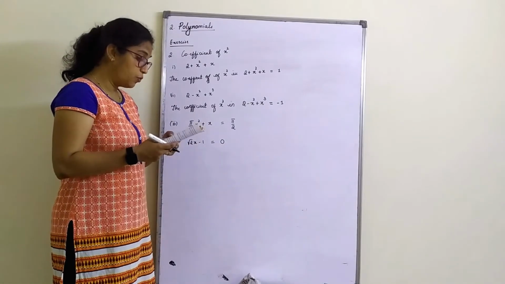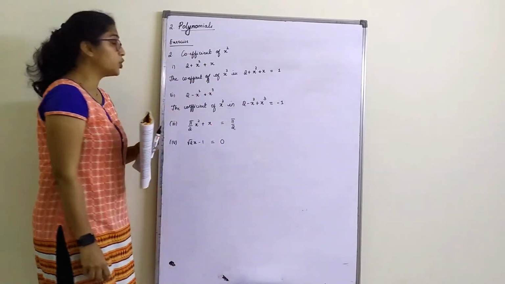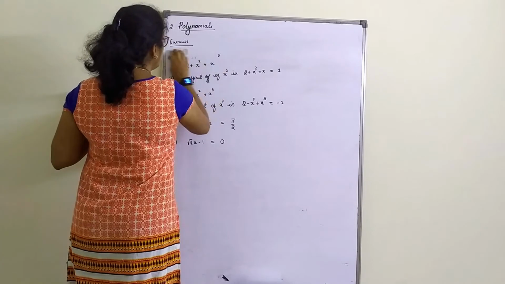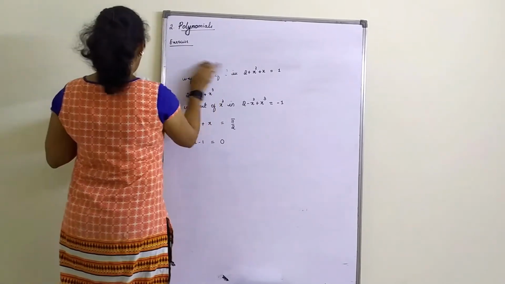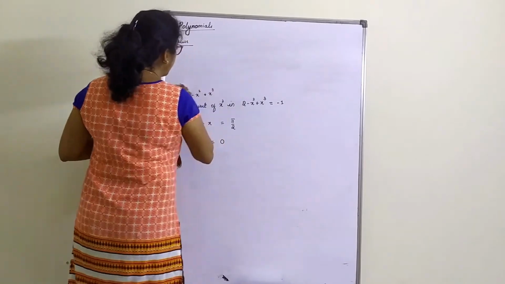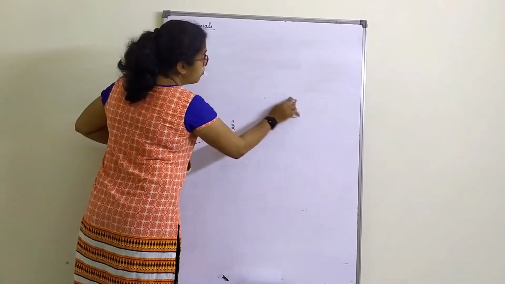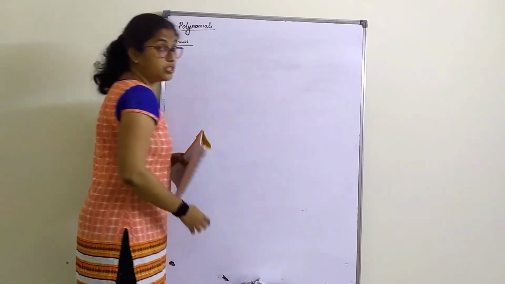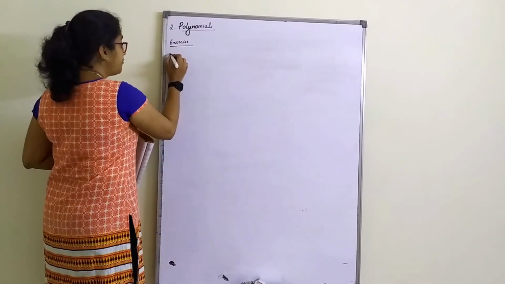So the next one we will go with, give one example. I will be clearing this. You can pause the video and copy this down. So we'll go with the next one. What they have asked here is, give one example each of a binomial of degree 35 and a monomial of degree 100. So read the question very clearly. It's a binomial of degree 35.